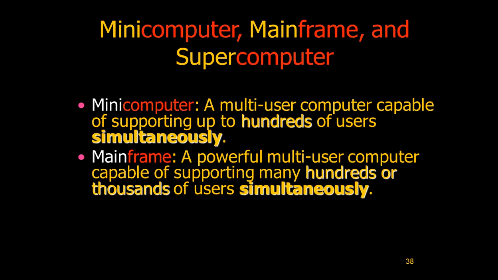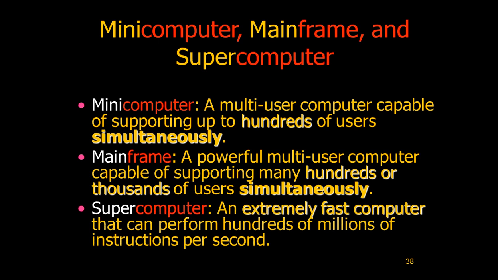Then I've got a mainframe, more powerful than a minicomputer. It can support up to thousands of users at the same time. And then the supercomputer, bigger than the rest, can support up to 100,000 users doing different things at the same time on the computer.